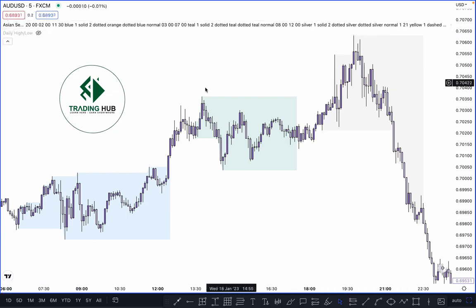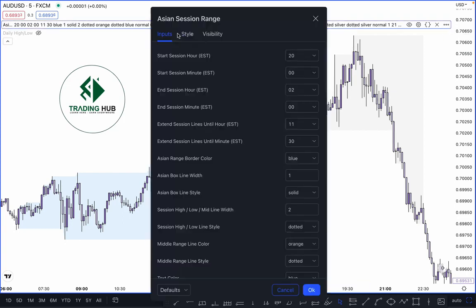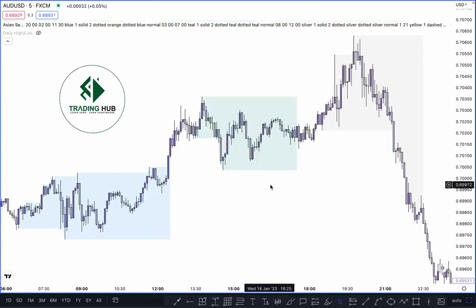And to apply this, you can use the Asian Session Range indicator, which is available on TradingView. You can simply apply it on your chart. If you know any other indicator, you can apply that too. It's up to you which indicator is working for you, right?